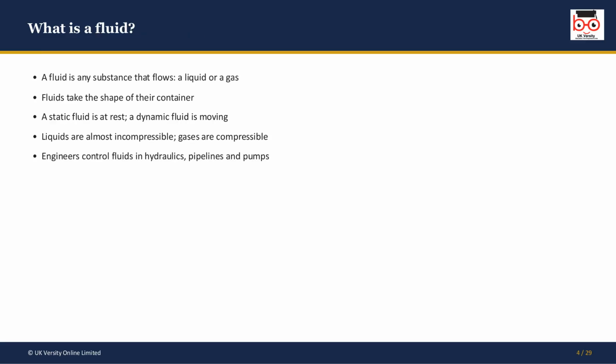Let's begin with a simple question. What is a fluid? A fluid is anything that flows, that means both liquids and gases. Fluids take the shape of whatever container holds them. We call a fluid static when it's at rest and dynamic when it's moving. One important difference, liquids are almost incompressible, so you can't really squeeze them into a smaller volume, whereas gases are compressible. Engineers spend a lot of time controlling fluids, in hydraulics, in pipelines, and in pumps.